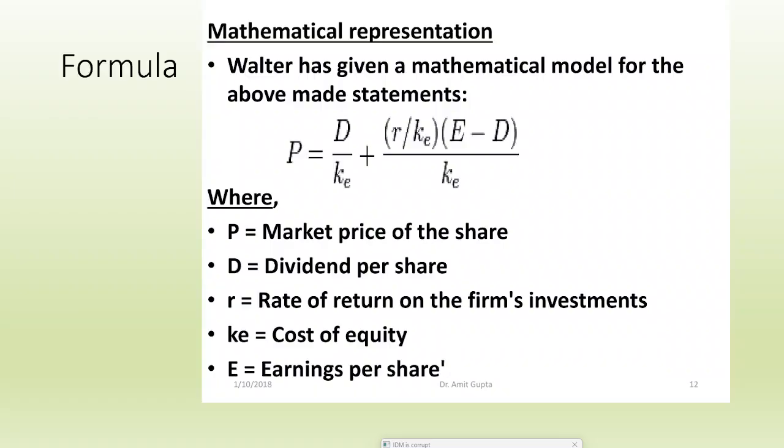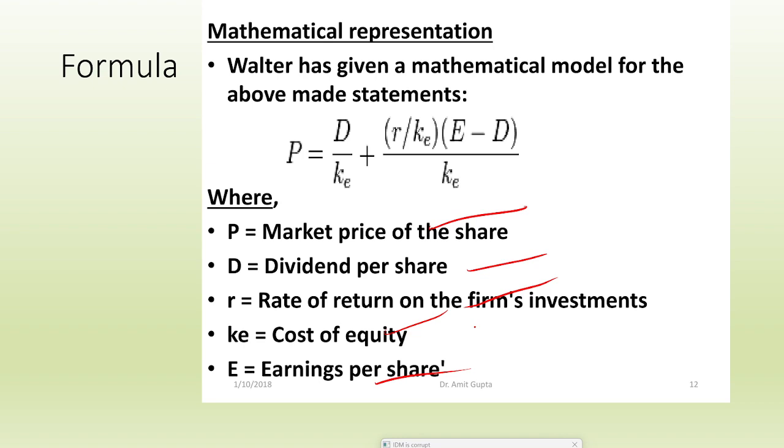Now we have the formula for Walter's model. Walter has given a mathematical model. Let's see: P = D/KE + (R/KE)(E - D)/KE. Here P is the market price of share, D is the dividend per share, R is the rate of return on the firm's investment, KE is the cost of equity, and E is the earnings per share.